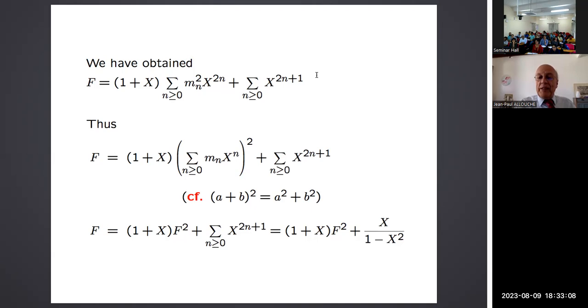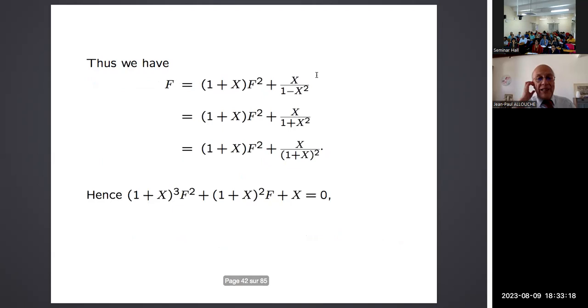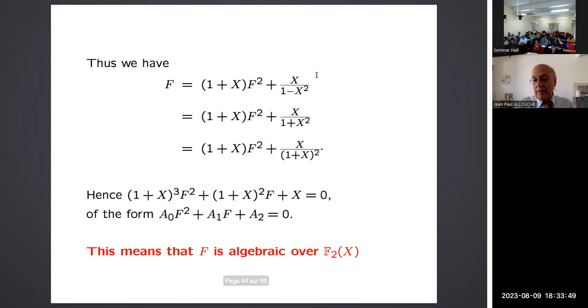And finally, the remaining sum at the end is just x over 1 minus x squared. So this last line, minus x squared or plus x squared is the same, using again that plus equals minus mod 2. I have this identity for f, which is essentially saying that a_0 times f squared plus a_1 times f plus a_2 equals 0, where a_0, a_1, and a_2 are polynomials. In other words, f is an algebraic element over the rational functions mod 2. Okay.